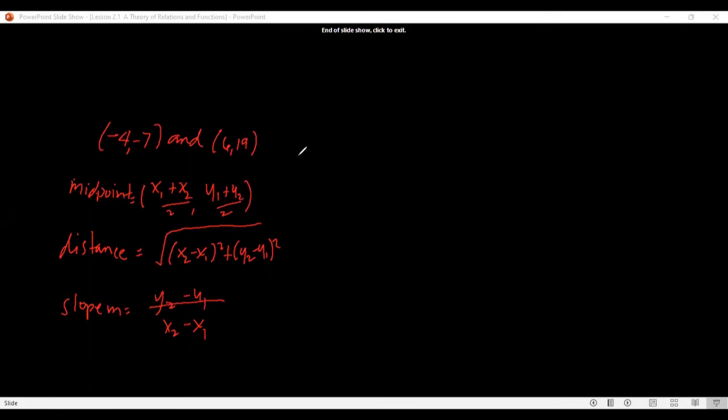Okay, so we have the given 2 points. First point is negative 4, comma, negative 7. And second point is 6, comma, 19. So we are looking for the midpoint, distance, and slope. So lagyan muna natin siya ng label. Ang negative 4, yun yung magiging x sub 1 natin. At negative 7, yun yung y sub 1. For the point 2, 6 ang ating magiging x sub 2. At 19 yung ating y sub 2. Okay, so we are looking for the midpoint.